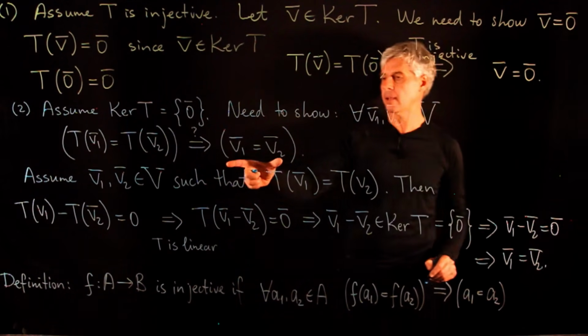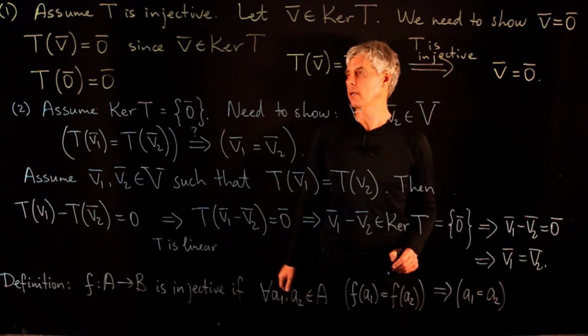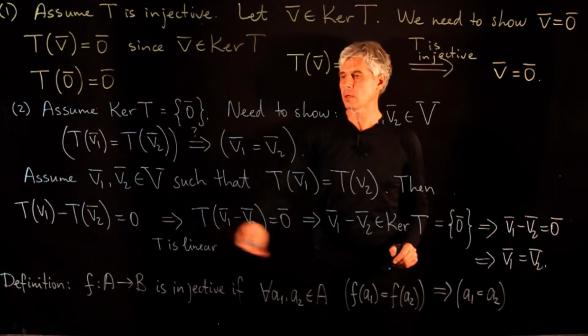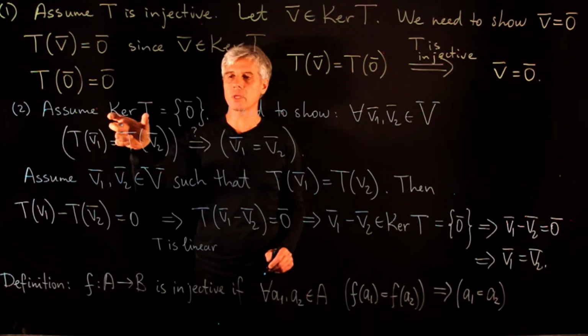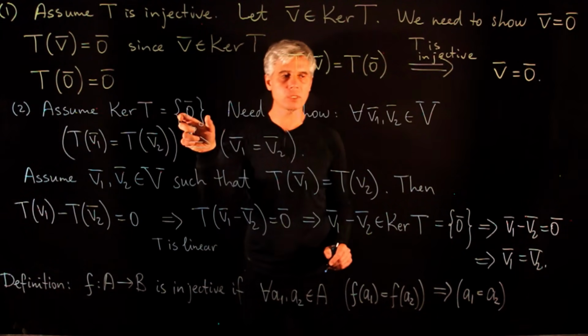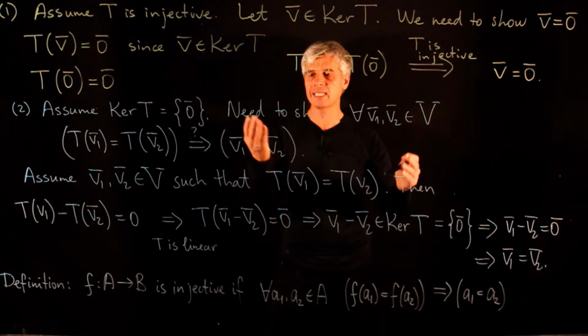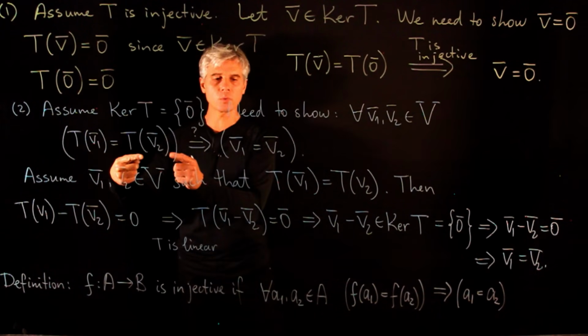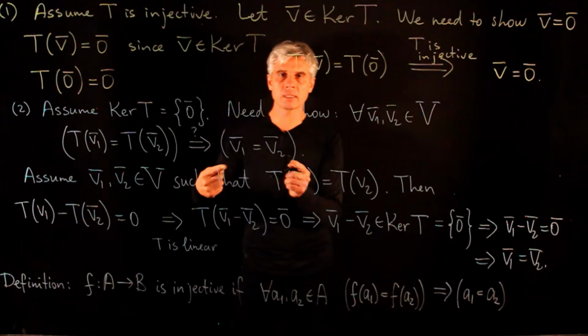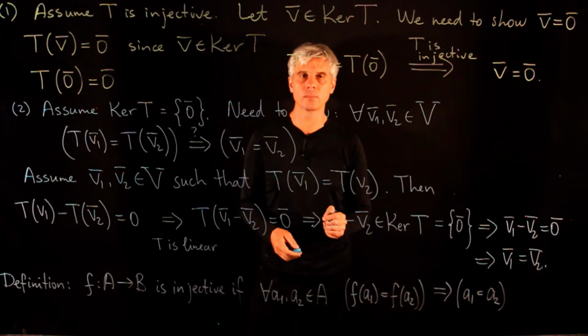And that's exactly what we had to show. And so this proves the second part of this theorem. So we assume that the kernel of T consists of a zero vector, and we showed that T is injective. So that T of V1 is equal to T of V2 implies that V1 is equal to V2.